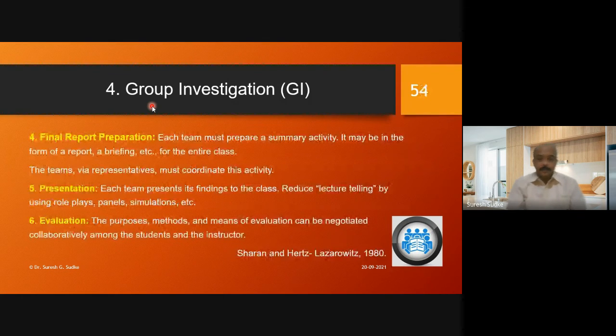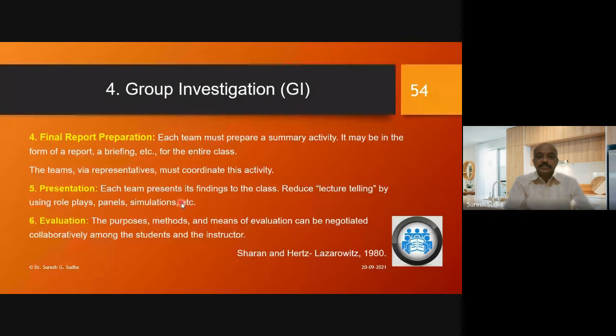And after performing all those tasks, a final report is prepared. That is called summary preparation. It may be in the form of a report or a briefing to the entire class. So the team representative must coordinate this activity.